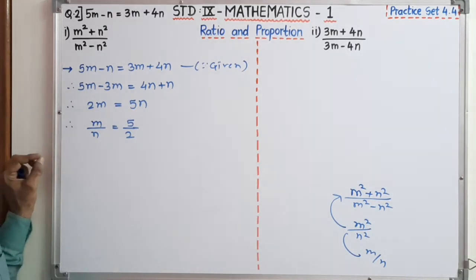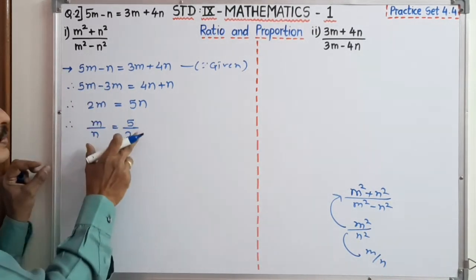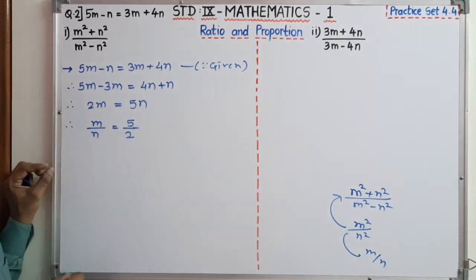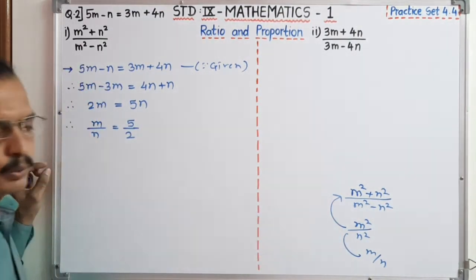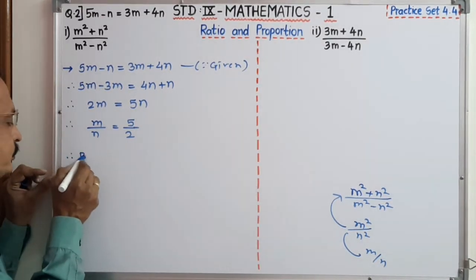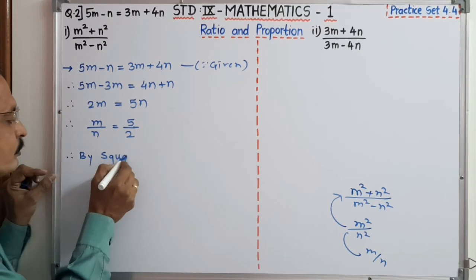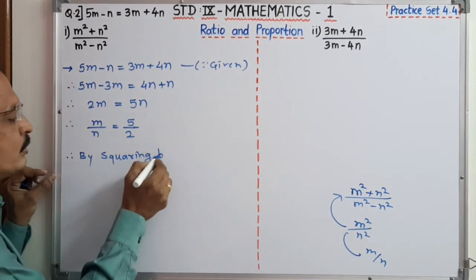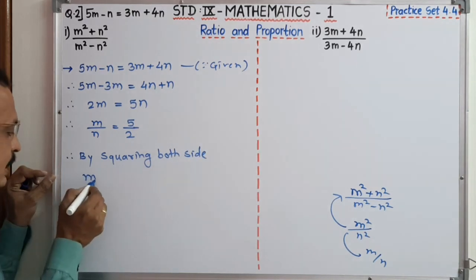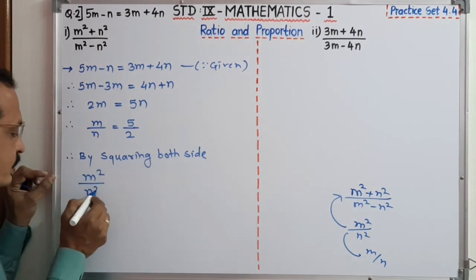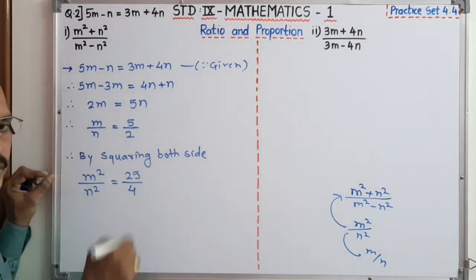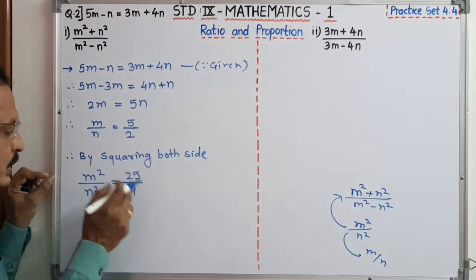Got it? Very simple. We just simplify this and we get the ratio m upon n is equal to 5 upon 2. Now for getting this, what we have to do? We have to take the square of both sides. Therefore by squaring both sides, what we will get? Here it is m square upon n square is equal to 25 upon 4. Square of 5 is 25 and square of 2 is 4.